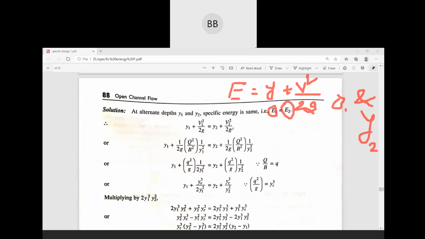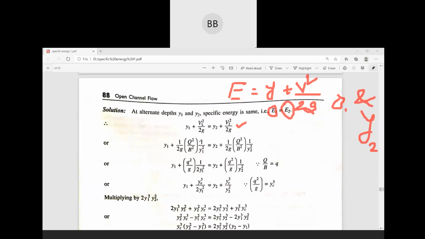Because we know that for alternate depths the specific energy is the same, y1 plus v1 square divided by twice g is equal to y2 plus v2 square divided by twice g. Write down this expression.